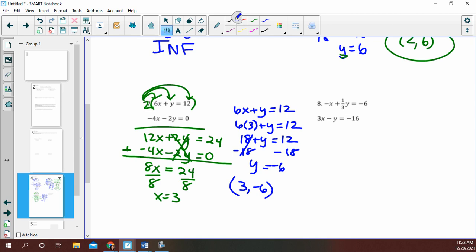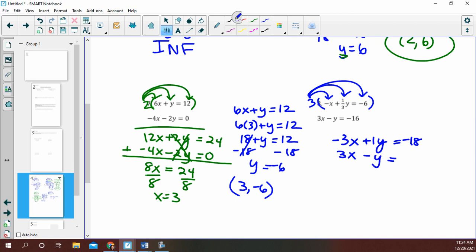And the next one, I'm going to get the x's to be the same. They're already opposite signs, so I'm just going to multiply my top by 3 here. So this gets me negative 3x. 3 times 1/3 gets me 1. And this gets me negative 18. I'm going to put my untouched underneath them. If you need the visual one there, put your visual one in.